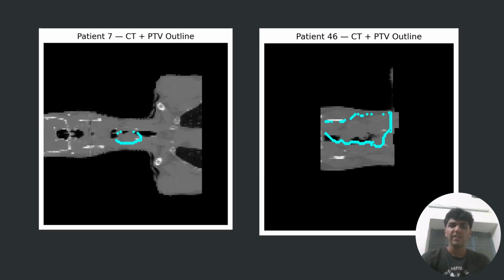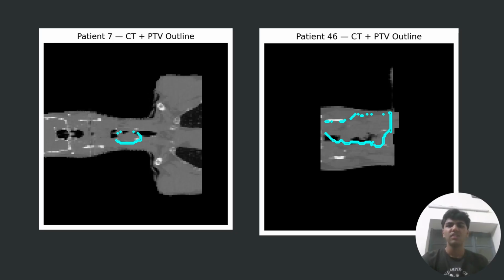So on this slide, I'm showing two example patients, patient 7 on the left and patient 46 on the right. These are completely random. What you're looking at here are axial CT slices overlaid with the planning target volume, or PTV, highlighted in cyan. The PTV represents the tumor region that we need to deliver radiation to with high accuracy.